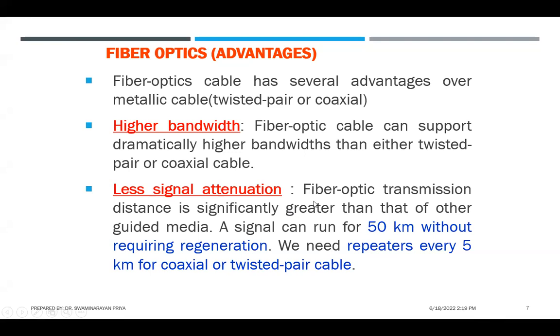If we are using a fiber optics cable, then the signal can easily travel for 50 kilometers. That means after every 50 kilometers, we have to install one repeater. But instead of fiber optics cable, if we are using twisted pair or coaxial cable, then after every 5 kilometers, we need to install a repeater. For example, suppose I want to transfer my data over a 100 kilometer distance. If I connect my devices with fiber optics cable, then I need only one repeater. But if I use either coax or TP, then I should use a total of 19 repeaters. So this is the benefit of fiber optics cable.